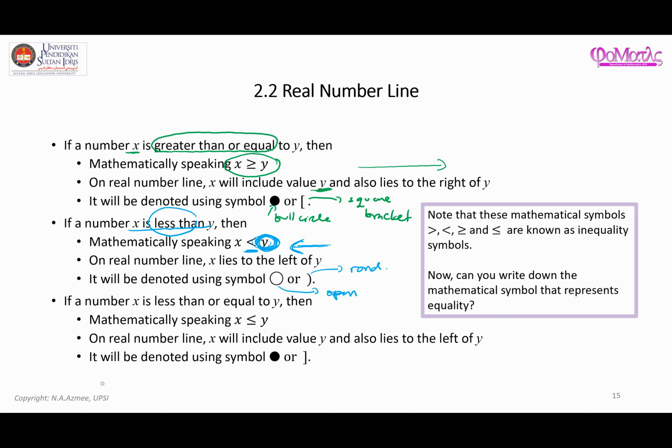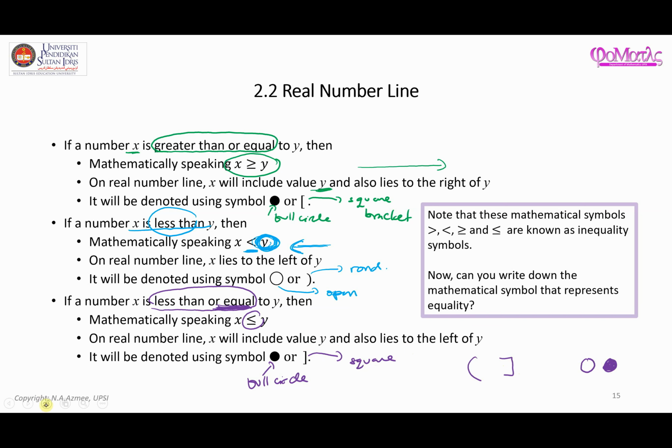Now let's look at the last situation, where x is less than or equal to y. The word equal here means x can take the value of y, and it can also take values less than y. The mathematical notation is this one, less than or equal to. Because it includes y, we denote that as a full circle on the real number line, or you can use the square bracket. There's a difference between round bracket and square bracket, or open circle and full circle, so make sure you pay attention to the slight difference in this notation.